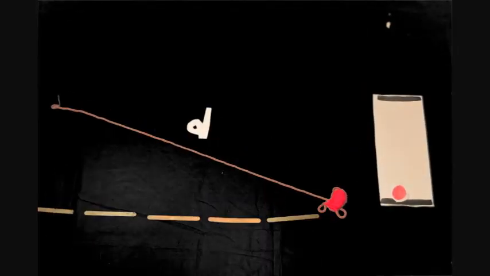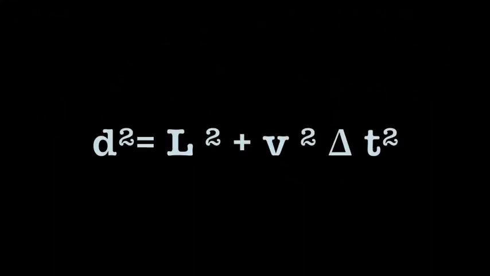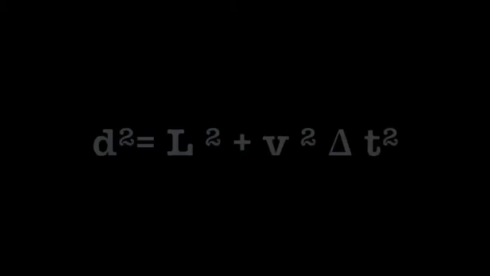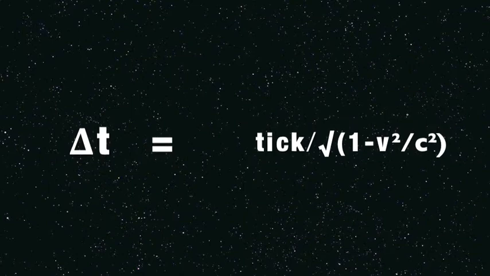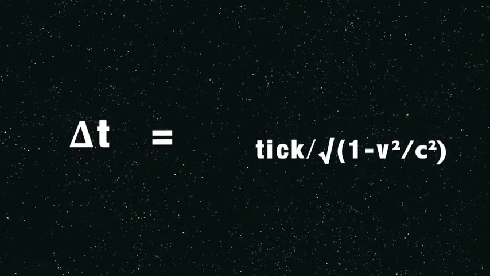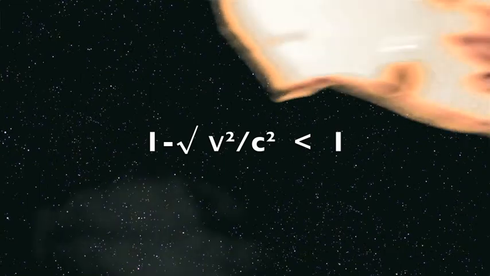This forms a wonderful right-angled triangle, which, when grown by the Pythagoras theorem, can be used to find the distance d the unicorn's light blob travels in one tick of time. Now we can use our excellent equation rearranging skills and end up with an equation where delta t equals t over the square root of 1 minus v squared over c squared, where the root of 1 minus v squared over c squared will always be less than 1, as not even unicorns can travel faster than the speed of light so far.